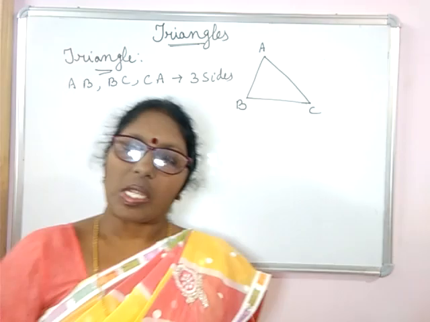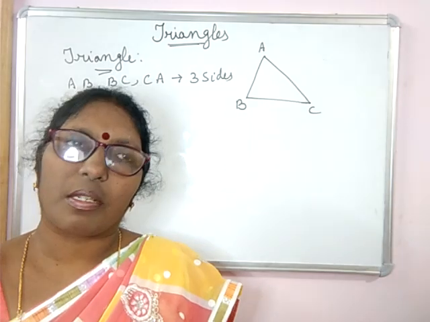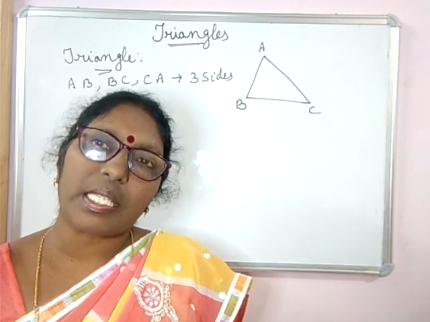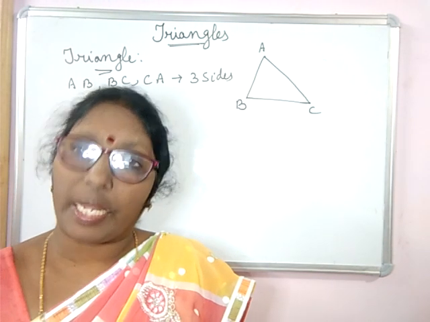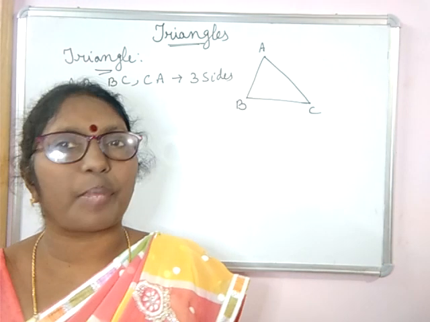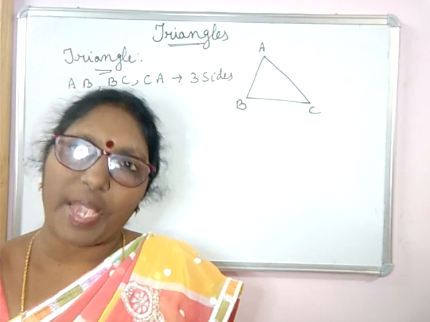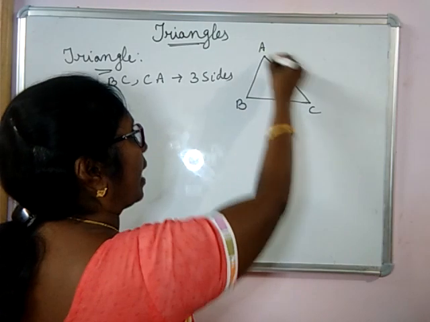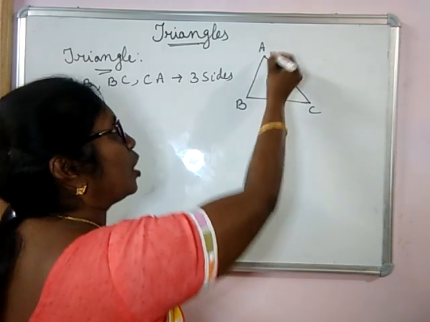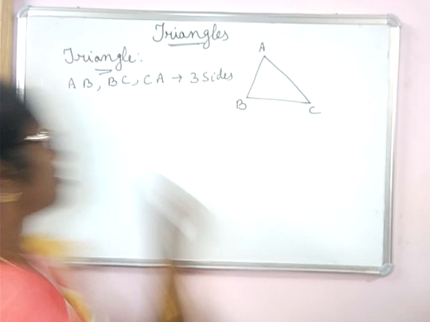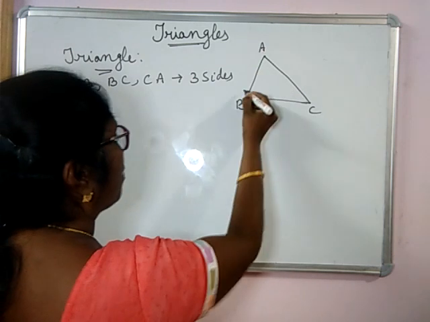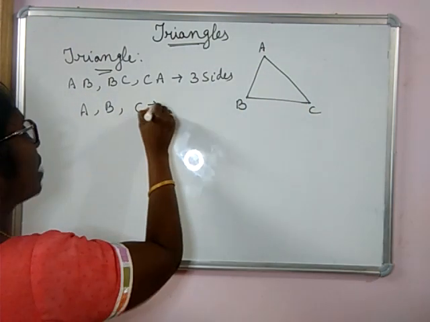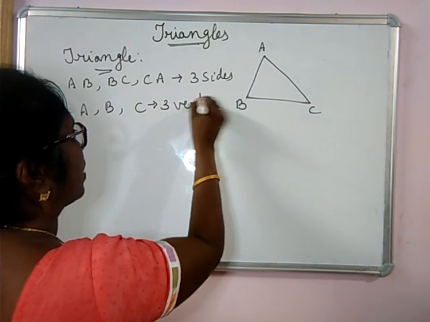Children, most of you confuse between the vertex and an angle. A vertex is a point at which two line segments meet, whereas this is, see here, A is a point. AB and AC meet at A. So this point is known as vertex A. Similarly, AB and BC meet at B. Similarly, point C. These are the three vertices of a triangle ABC.